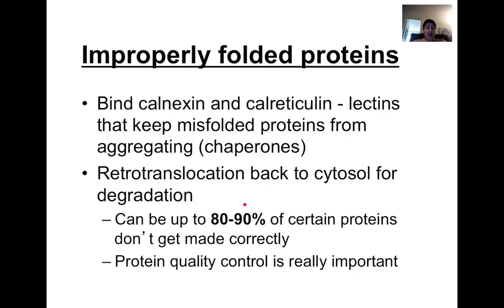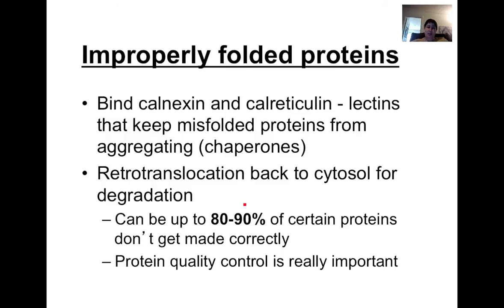And these act as chaperones, and even in the presence of chaperones to help proteins not to misfold, we still have a lot of misfolded proteins. Up to 80 to 90% of some proteins don't get made correctly, and they can really cause a problem. If they pile up in your ER, they will stop co-translational import. They will just gunk up the system. And we call this quality control. So quality control is important, and we have to get rid of those misfolded proteins.